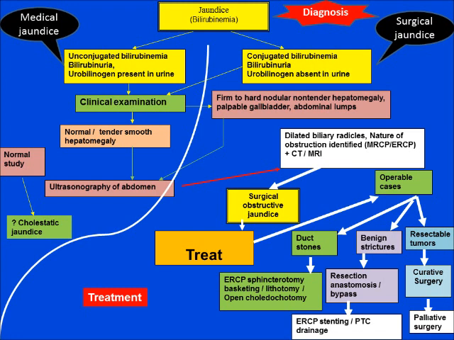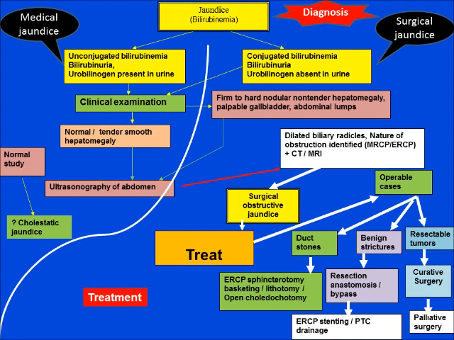Here you see the algorithm in the diagnosis and management of a jaundice patient. A jaundice patient means a patient who has got increased levels of bilirubin in the blood. First thing we'll have to identify is whether this is an unconjugated bilirubinemia or a conjugated bilirubinemia. Patients with unconjugated bilirubinemia will have increased amounts of urobilinogen, whereas patients with conjugated bilirubinemia will not have urobilinogen in the urine. Following this, a clinical examination has to be done to find out these following details.